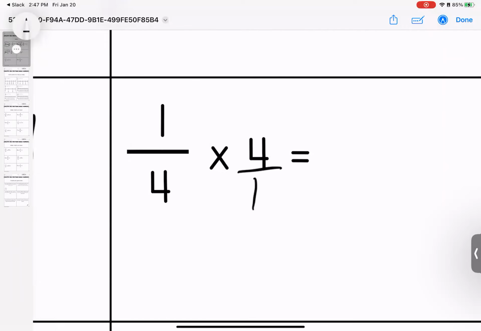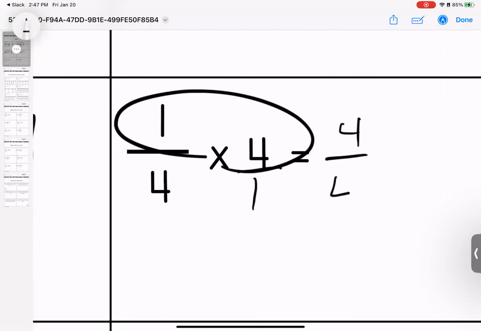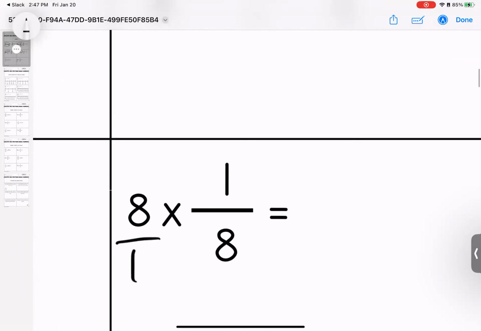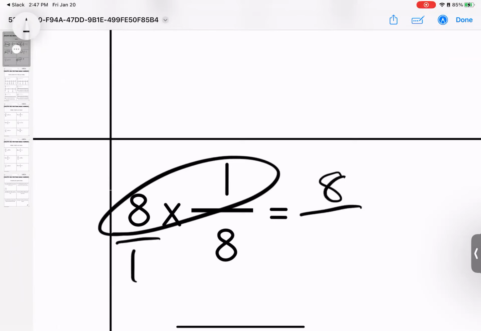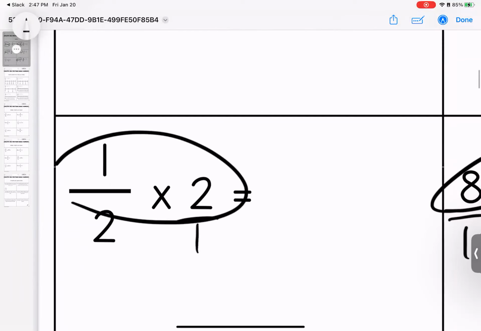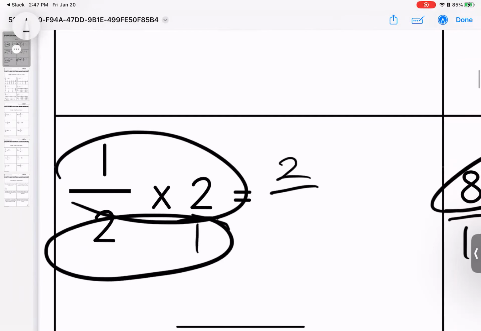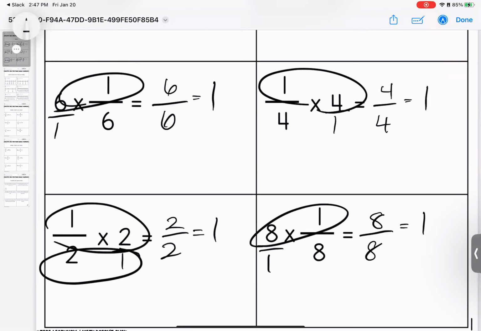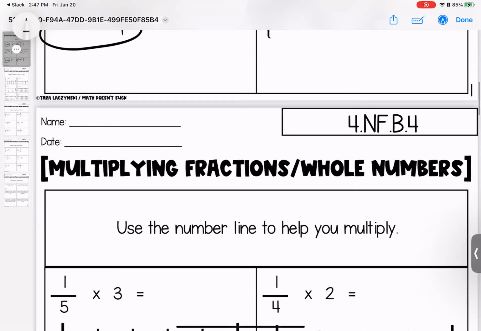1/4 of 4 gives us 4 over 4, which is 1 whole. 1/8 of 8. 8 over 8 gives us 1. 1/2 of 2. 2 over 2 gives us 1. Any questions on these? Bring them with you to class.